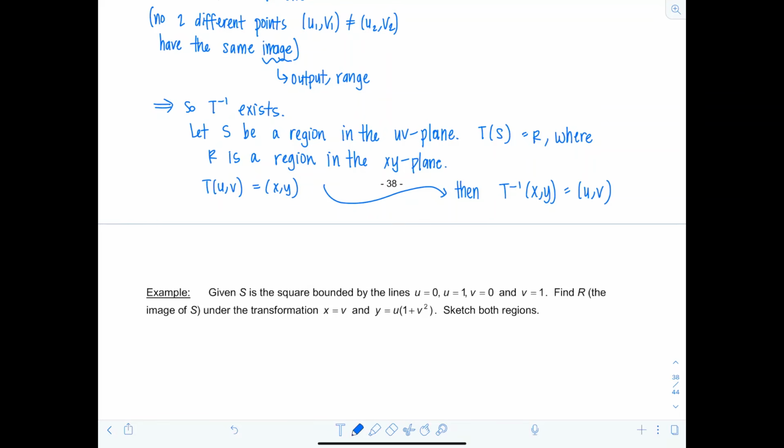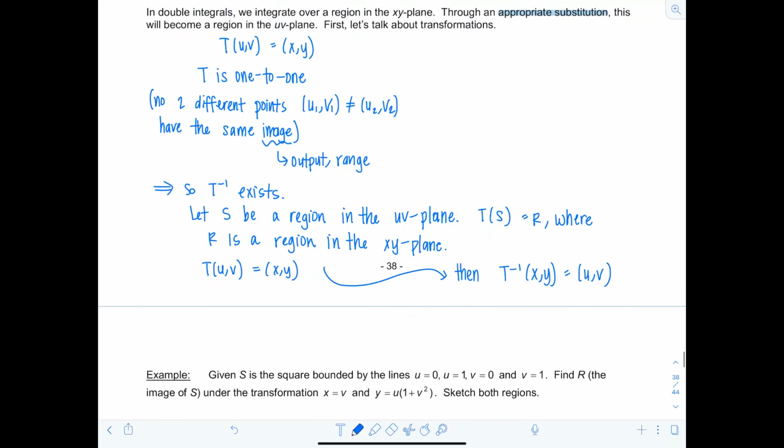Also, since T inverse exists, that means I can solve x and y in terms of u and v. And I do require something else. So that means I can write x as a function of u and v, and I can write y as a function of u and v, and we require that they both have continuous first partials.